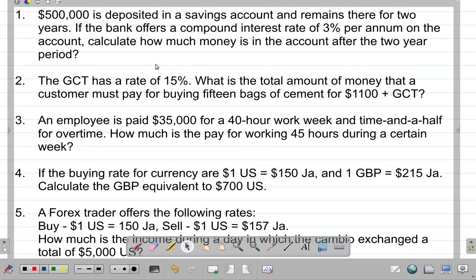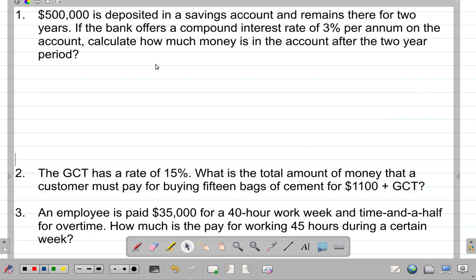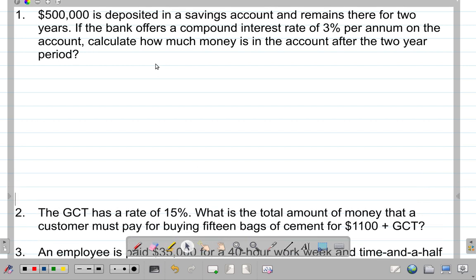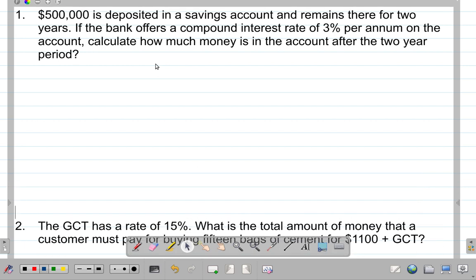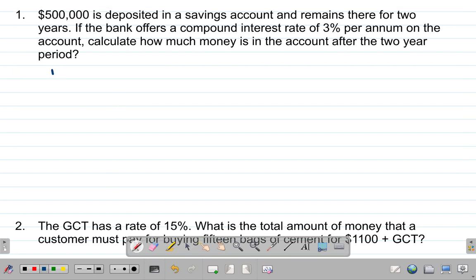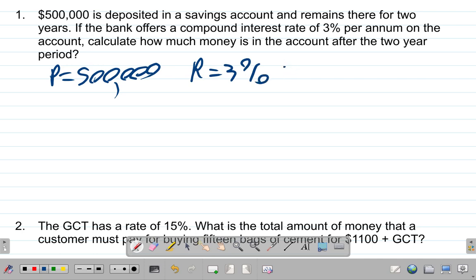Let's look at this. 1. $500,000 is deposited in a savings account and remains there for 2 years. If the bank offers a compound interest rate of 3% per annum on the account, calculate how much money is in the account after the 2-year period. Alright. So the principal is $500,000. That's the amount invested. The rate is 3%. The time is 2 years.